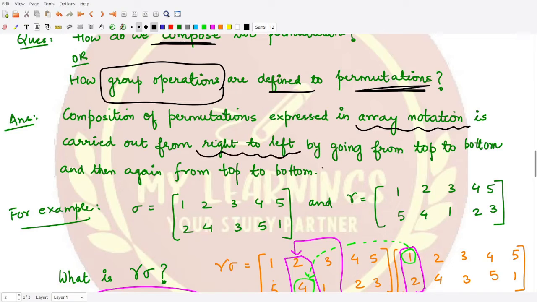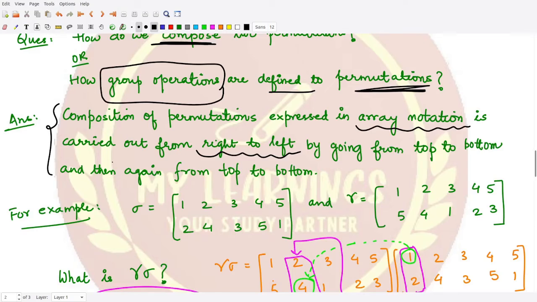In certain books, they use it from left to right. So whenever you take a book and read it, first notice which convention they are using, whether from left to right or from right to left. In our case, we'll be using it from right to left, going from top to bottom and again from top to bottom. So let's see how this written in words actually works.